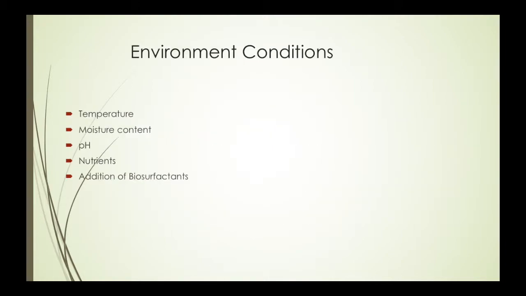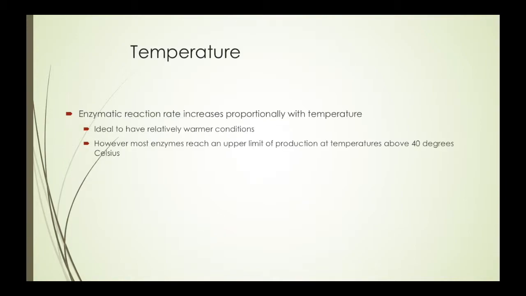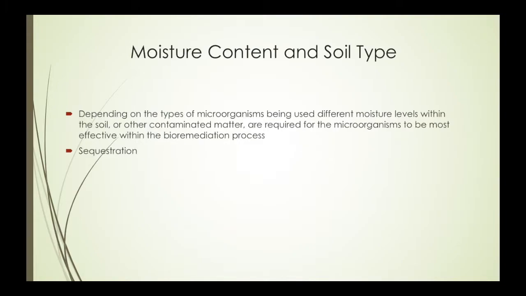Environmental conditions consist of temperature, moisture content, pH levels, nutrients, and the addition of biosurfactants. Enzymatic reactions rate increases proportionally with temperature, so it is ideal to have relatively warmer conditions. However, most enzymes reach an upper limit of production at temperatures above 40 degrees Celsius. Depending on the types of microorganisms being used, different moisture levels within the surface or other contaminated matter are required for the microorganisms to be most effective within the bioremediation process.